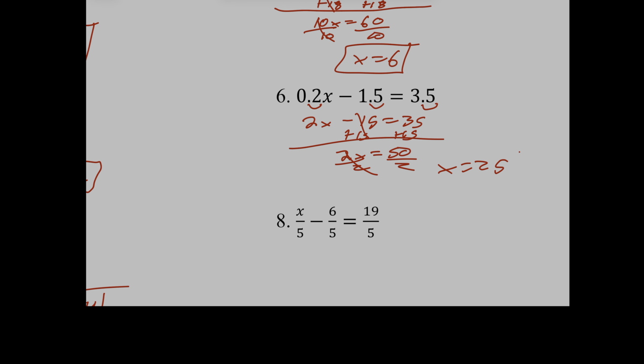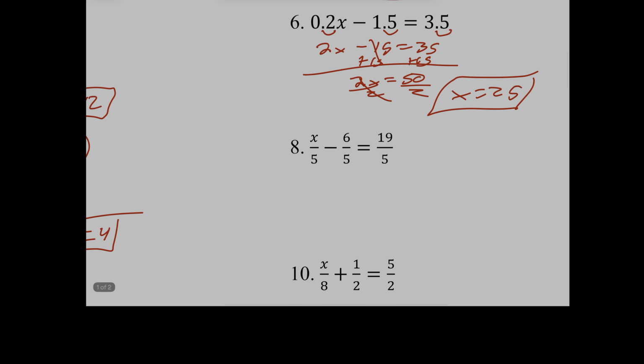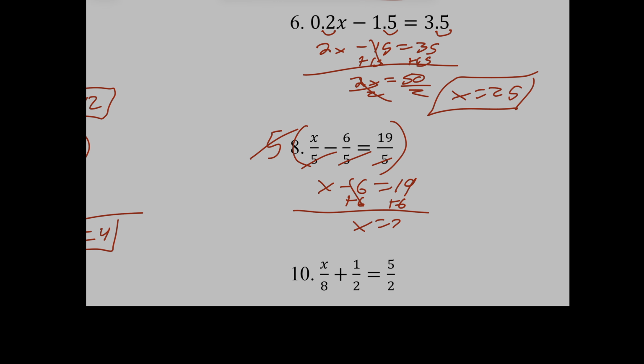Okay, we haven't done any fractions in a bit. Now this one, they all share a 5. So this one should be pretty easy. We're going to multiply the entire equation by 5. Now if you notice, that's going to just cancel out every one of them. And it just becomes x minus 6 equals 19. Well, now we feel more comfortable with that, don't we? We're going to get x equals 25. That's simple. All right, not as simple is number 10.